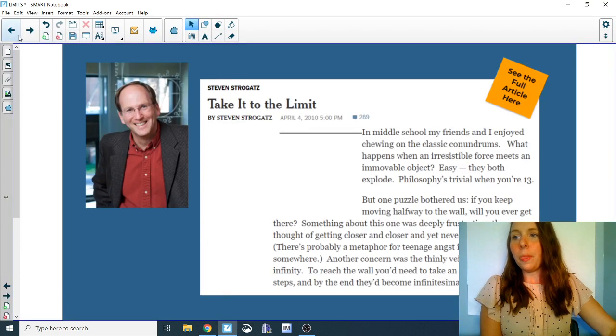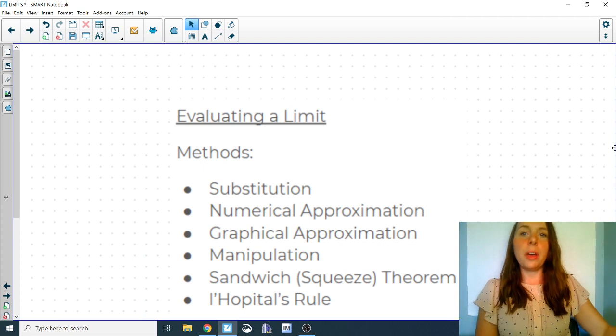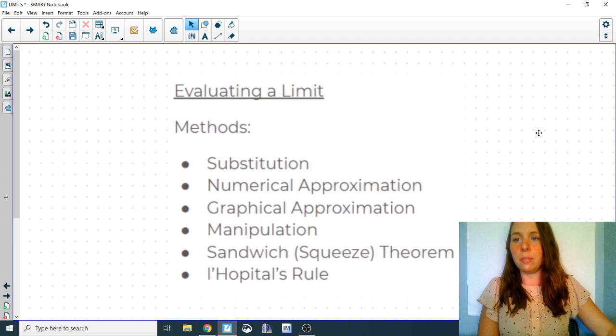Okay, moving on. Here's what I would like to discuss in my examples today. Actually, not all of these. I showed you all of the methods for evaluating a limit. We'll talk about substitution first. We'll talk about some approximation methods, numerical and graphical approximation. We'll touch on manipulation. That's probably it. But I'm going to show you some examples where we use some of these just so you can get the hang of how to evaluate a limit, or at least the beginning of how to evaluate a limit.